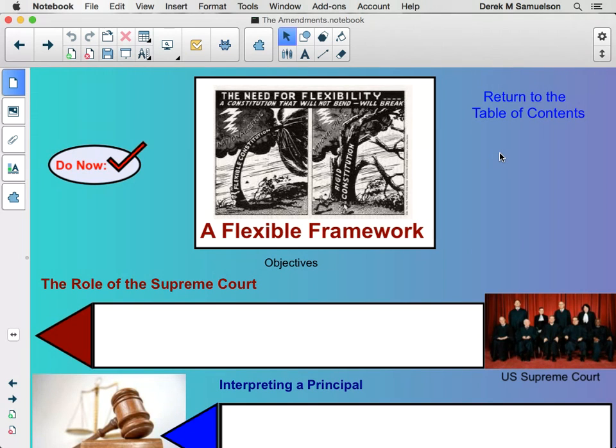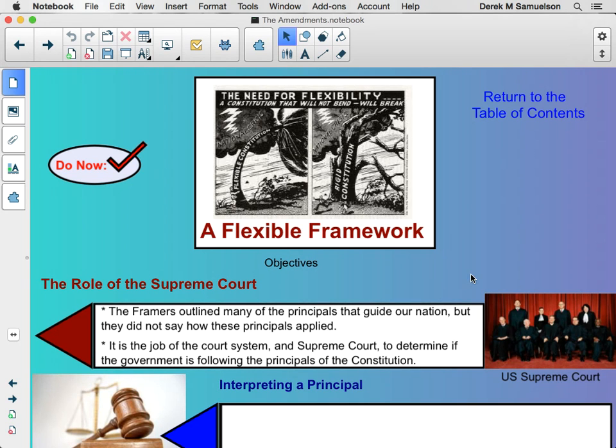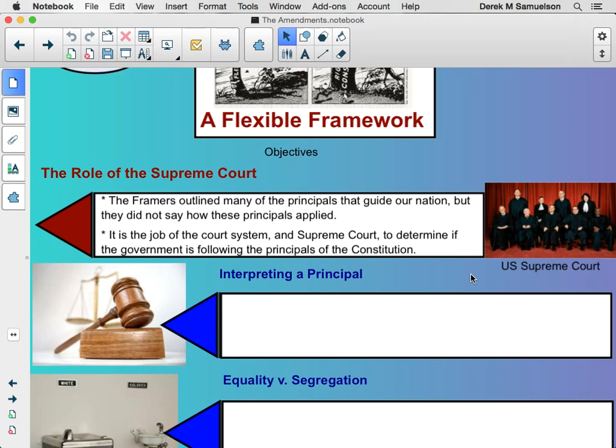Welcome back. This is our final lesson on the Constitution and Bill of Rights and how we manage things with amendments. Today, we're talking about the flexible framework of our Constitution. In this, we really want to look at the Supreme Court and then a few specific cases.